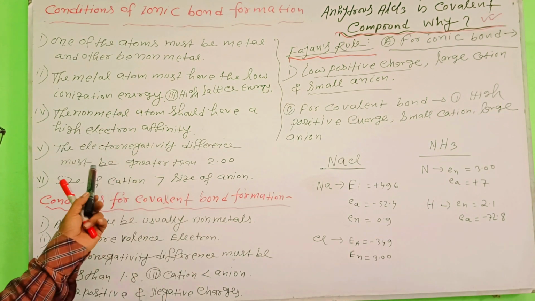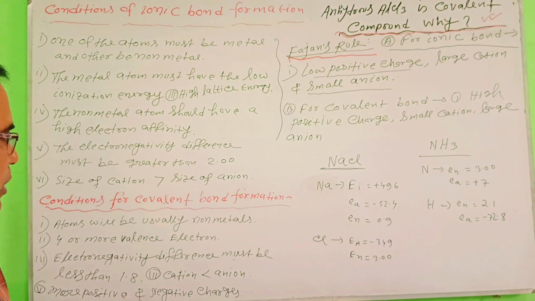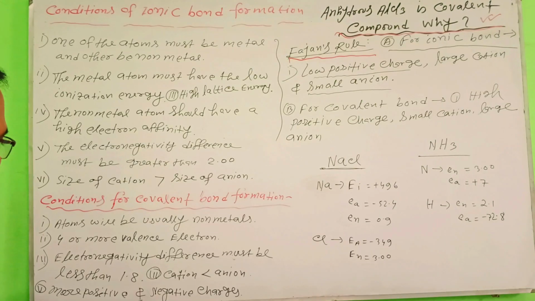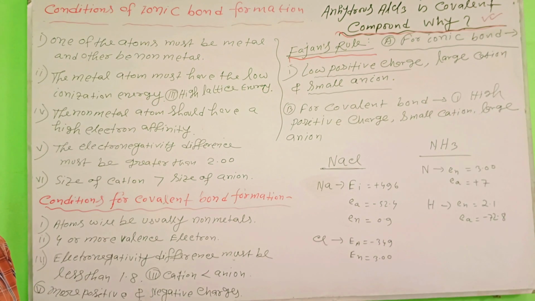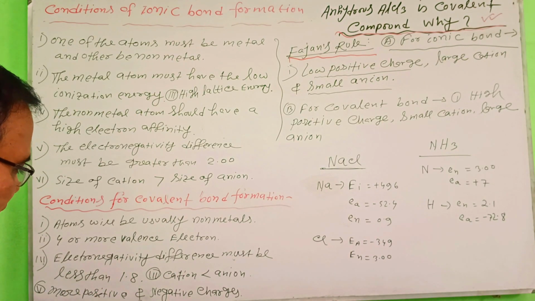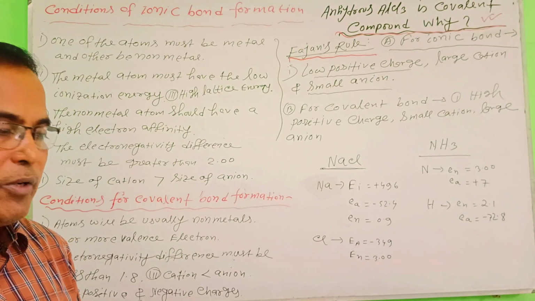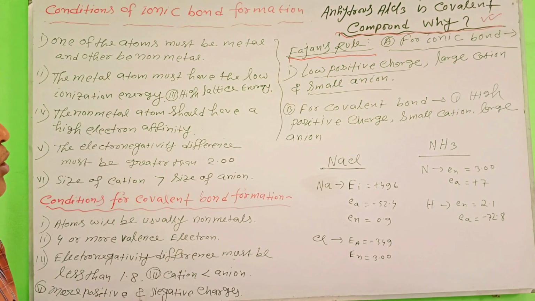The electronegativity difference must be greater than 2. The size of the cation relatively must be greater than the size of the anion. Those are the key conditions of ionic bond formation. Second point, conditions for covalent bond formation. Atoms will usually be non-metals. Electronegativity difference must be less than 1.8 and the size of the anion relatively must be greater than the size of the cation for forming covalent bond.